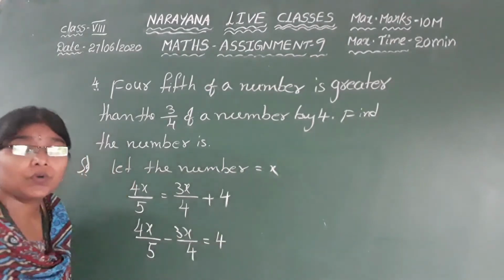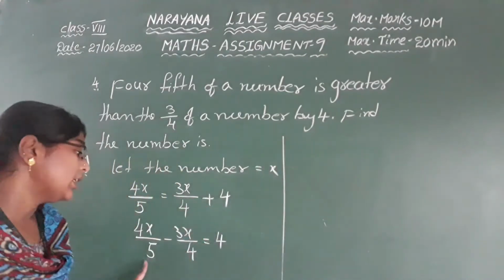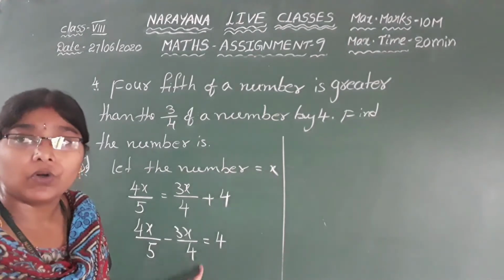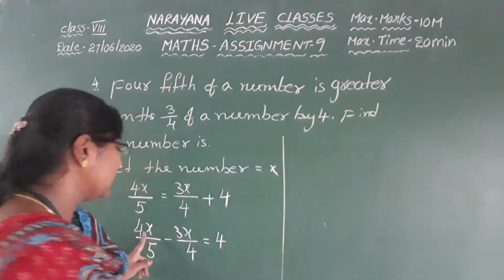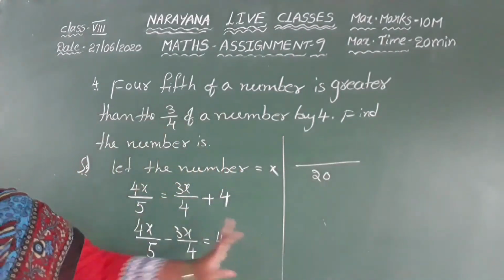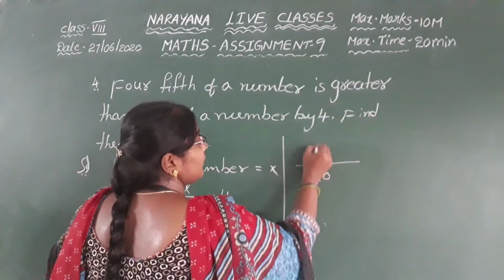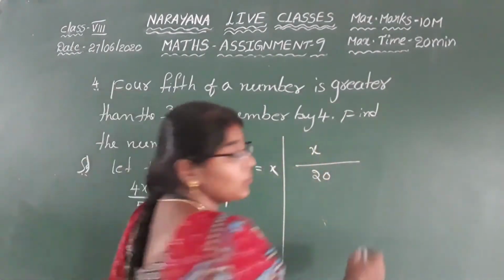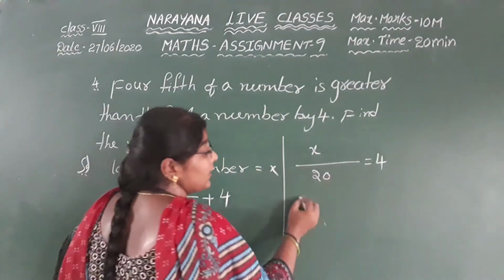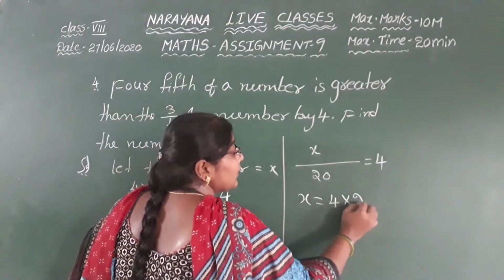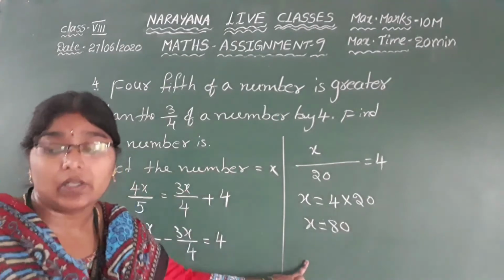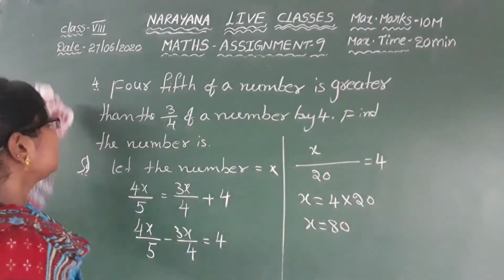is equal to 4. So here denominators are different, so we take the LCM. What is the LCM of 5 and 4? 20. So here we get the answer x by 20 is equal to 4, and x is equal to 4 into 20. So x is equal to 80. So what is the value of x? 80. Okay.